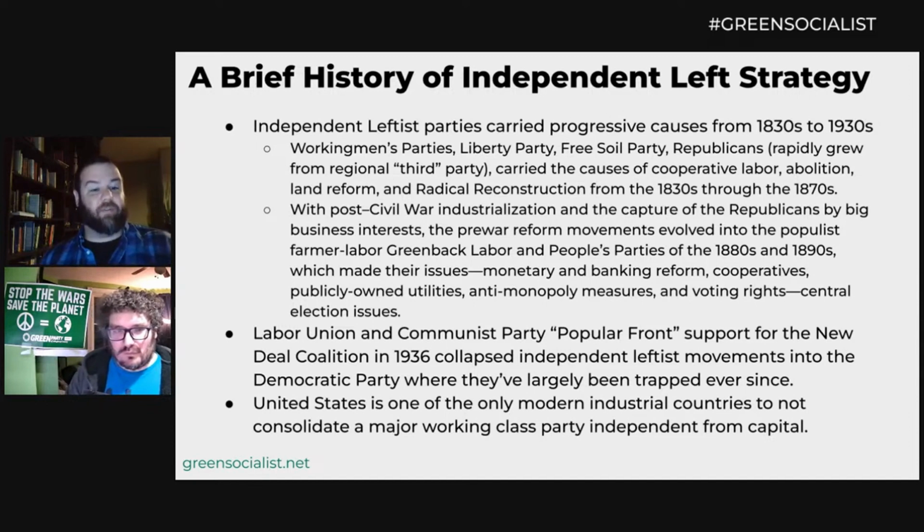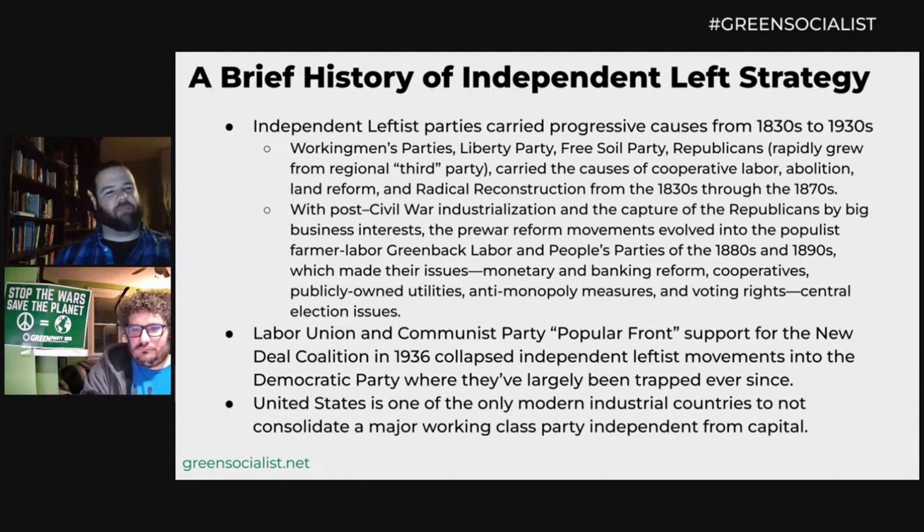We said earlier, right, that the inside strategy has been tried. And there's a history of the independent left strategy too, right? Independent left parties carried progressive causes from the 1830s to the 1930s. Huge list: Working Man's Party, Liberty Party, Free Soil Party, Republicans. Talked about cooperative labor, abolition, land reform, radical reconstruction, right? With the Civil War, industrialization, and the battle for who was the biggest business party.